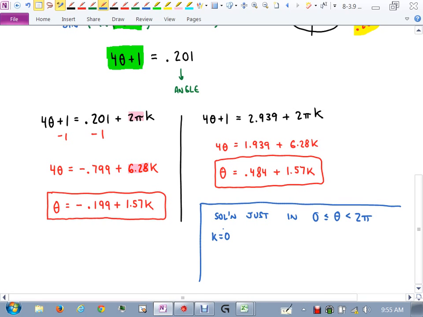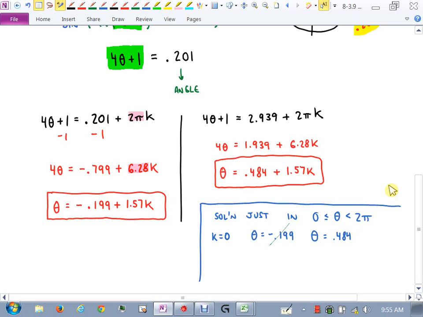Will k equals 0 work for the other one? You all follow that? On the other one, I'm plugging in k equals 0, and I get 0.484. Is that okay? Yes, that's fine.